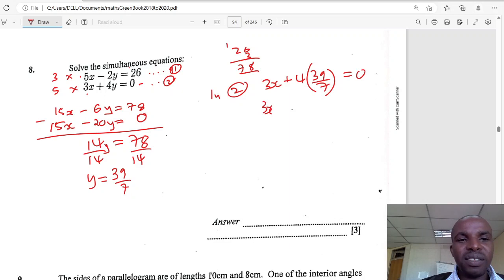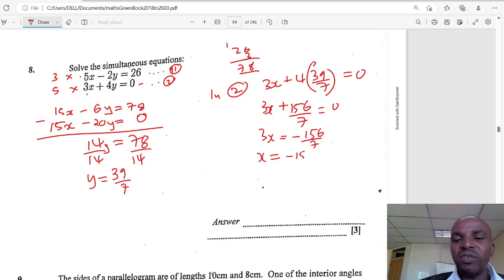So it will be 3x plus, then this one will be 4 times 39. It will be 156. Then it will be 156 over 7 is equal to 0. So it will be 3x is equal to minus 156 over 7. Then you can divide by 3. So it's minus 156 over 7, then divided by 3. Right? 156 over 7 divided by 3, you can just say 156 over 7 times 1 over 3.